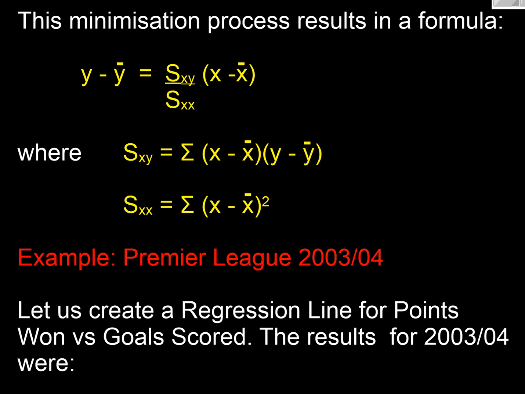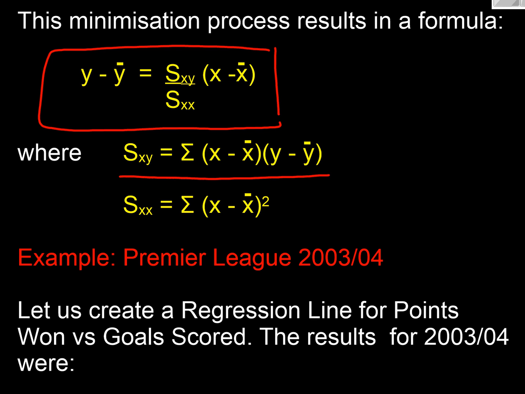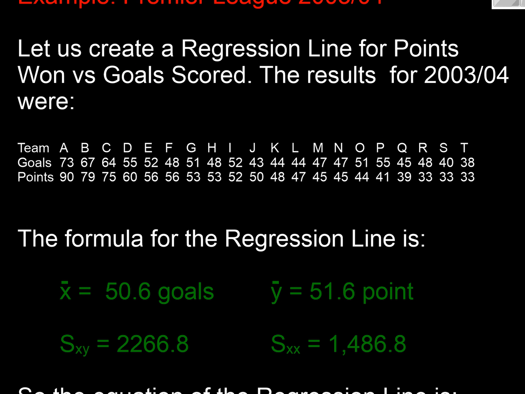Okay, the result of that process of minimization is we get a standard formula in which we're going to use our sxy value and our sxx value calculated in the standard way. So let's have a go at this with our Premier League example we were using before. We're looking at the connection between goals scored and points earned, and we're going to use the 2003 Premier League data to do it.